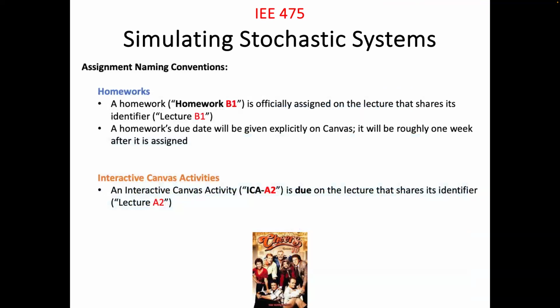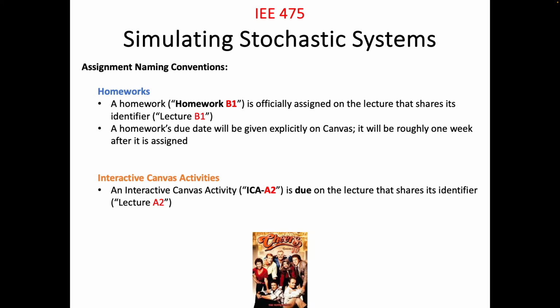Okay. Then other things, a minor thing, the naming conventions. We have 5 homeworks, and they're named like this: homework B1. The lectures are also named like this, like lecture B1. Homework B1 represents the homework that is on the content that is available to you during that lecture. So this is when that homework is released. Homework B1 will cover topics that relate to lecture B1 and maybe the lecture or two before it.